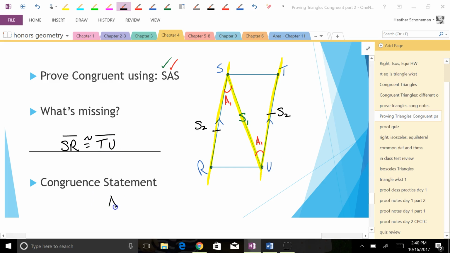Alright, so now we write a congruent statement. Triangle RSU is congruent to triangle. Well, R is the opposite of T, and then S had the mark in it, so that's U. And then we put back up to S. One more and then we're done.